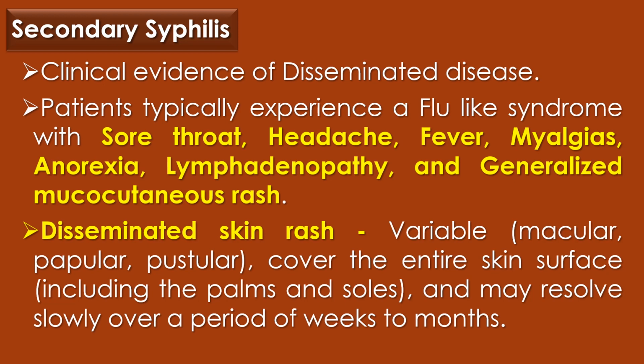The flu-like symptoms and lymphadenopathy generally appear first and then are followed a few days later by the disseminated skin rash. The rash can be variable, like macular, papular or pustular, covers the entire skin surface including the palms and soles, and may resolve slowly over a period of weeks to months.